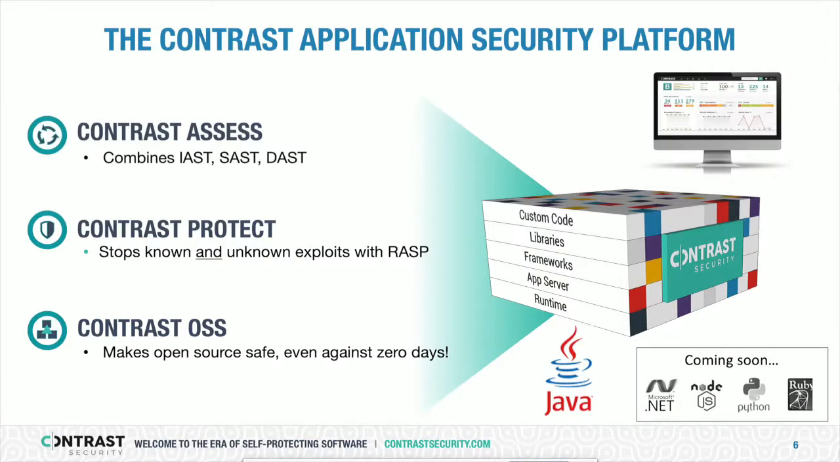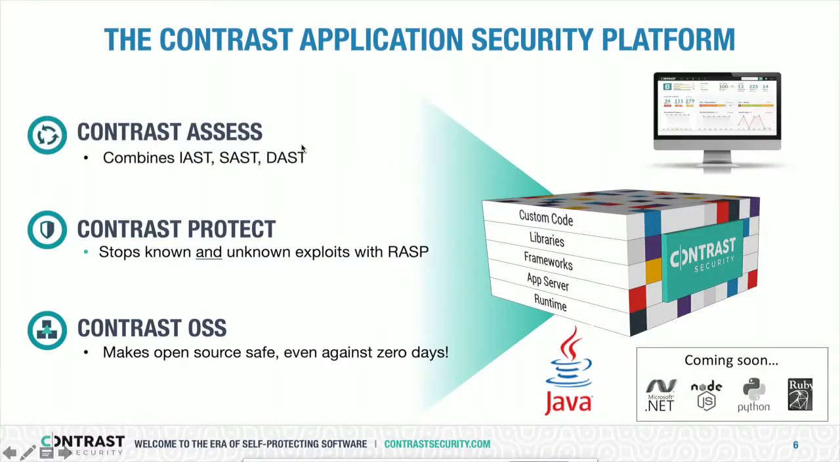And what that agent does is it uses what we call deep security instrumentation to instrument the application across all the layers of your app, not just your custom code, but all the way down through libraries and frameworks and app server and runtime. And it provides three key capabilities.